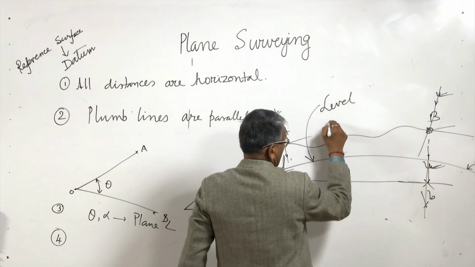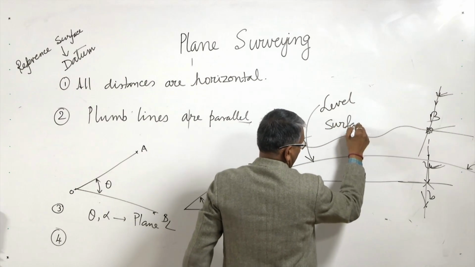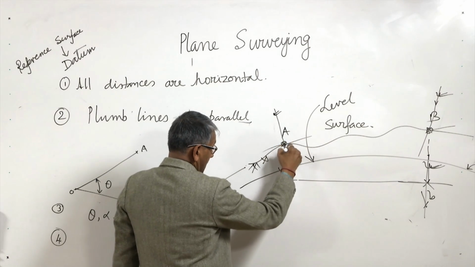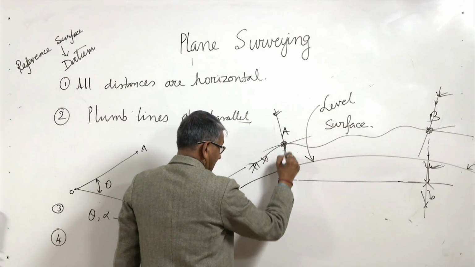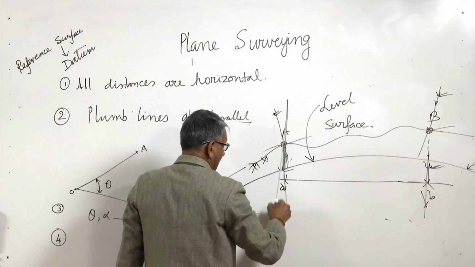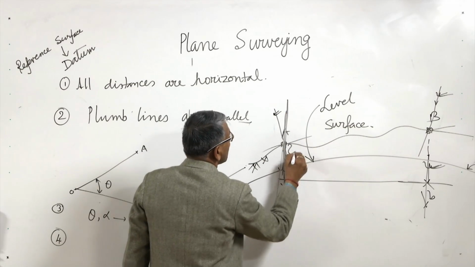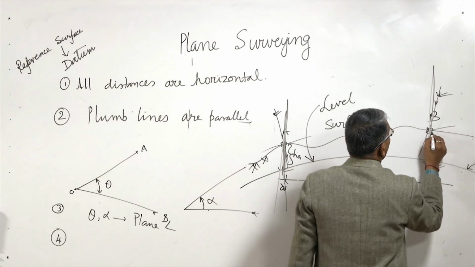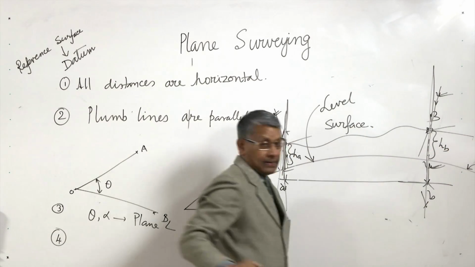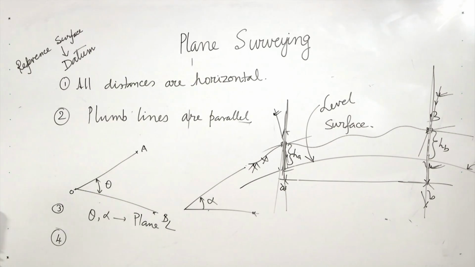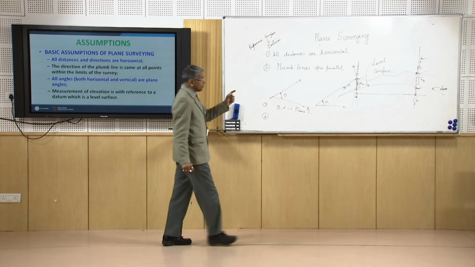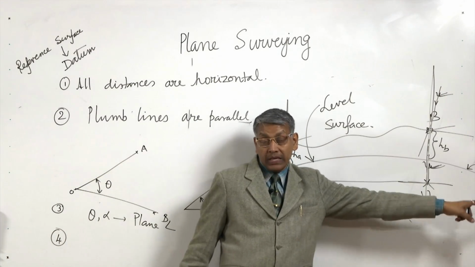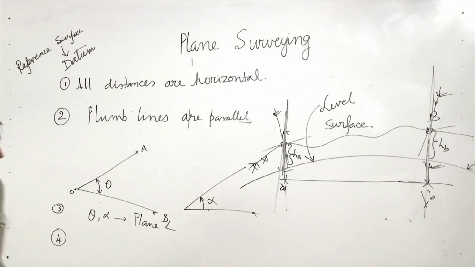This is called level surface. So what is the height of the point A? This is the plumb line, so this is the height of A, and this is the plumb line, so height of B. So in case of plane surveying, whenever we go for measurement of height, it should be with respect to a level surface. This is one of the important things you should remember.